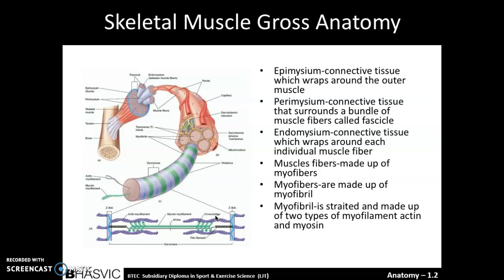Inside the perimysium is the endomysium. The endomysium is made up of connective tissues which wrap around each individual muscle fiber.